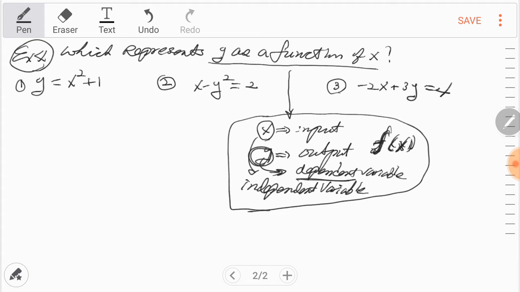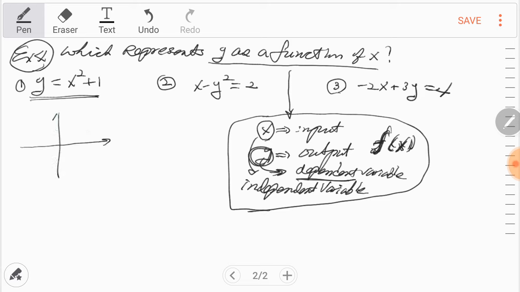Okay, so let's check the first equation. y equals x squared plus 1. In order for this to be a function, there must be exactly one output for each input. So what is the graph of this?